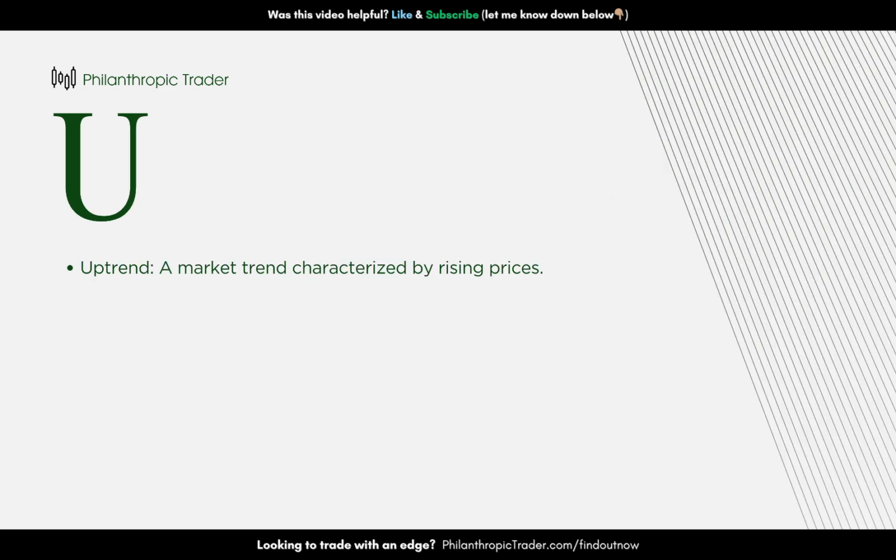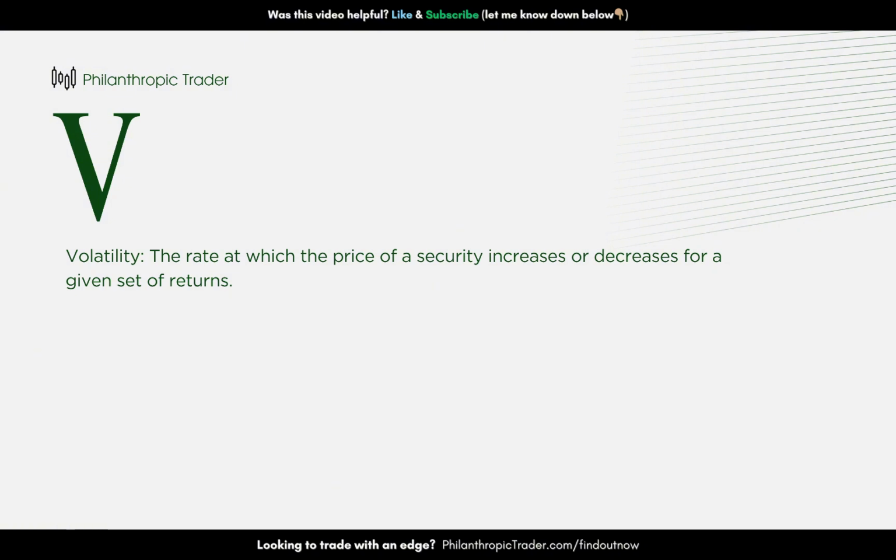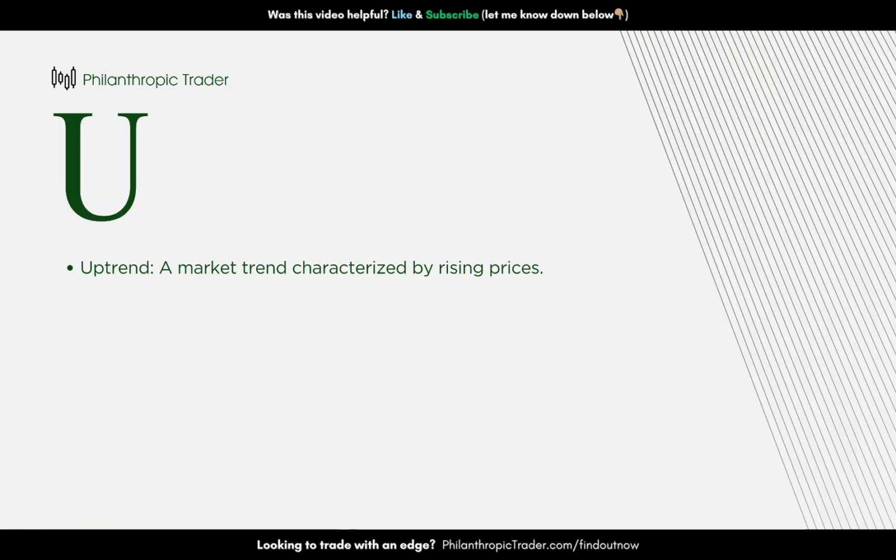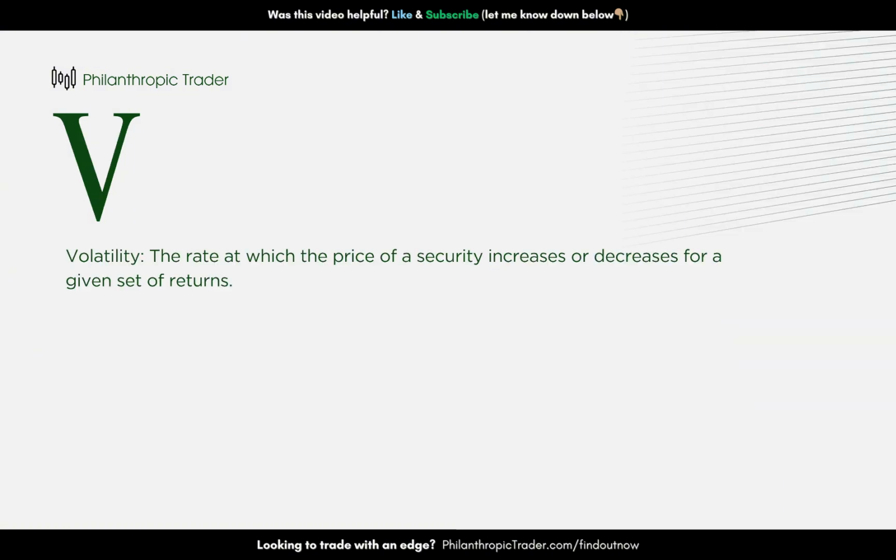Uptrend, a market trend characterized by rising prices. So basically you have an uptrend and you have a downtrend. Uptrend is when, let's say, price is at 100 and we see price climb slowly to 110, 120, 130, 150. So price is moving to the upside.